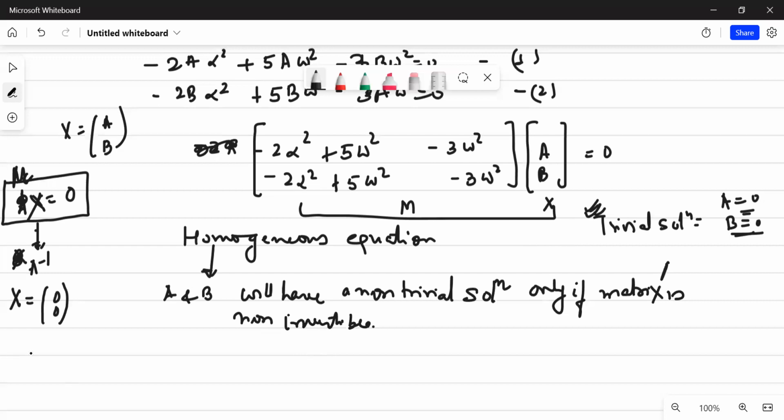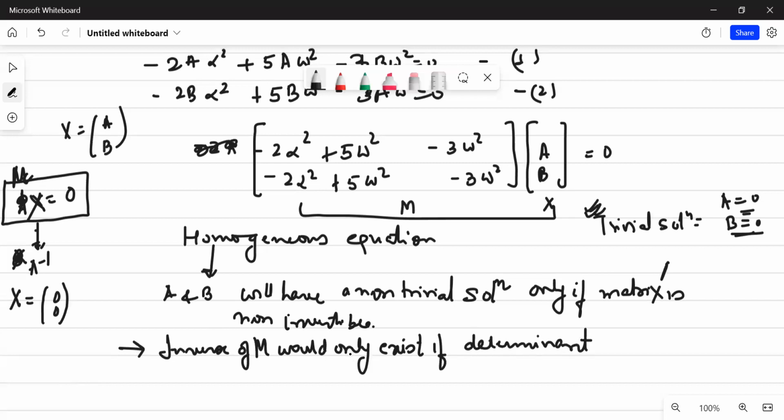Let us try to take a shortcut. And what would that shortcut be? An inverse of M will exist only if your determinant is non-zero. Is that clear? Because the determinant should be non-singular. If the determinant is zero, then the inverse of M is not possible. However, if the inverse exists, then the solution will be trivial, which we are not interested in.